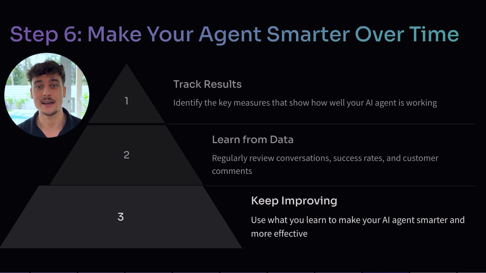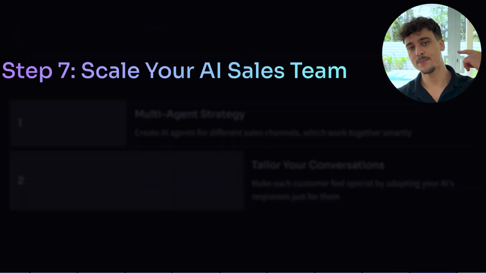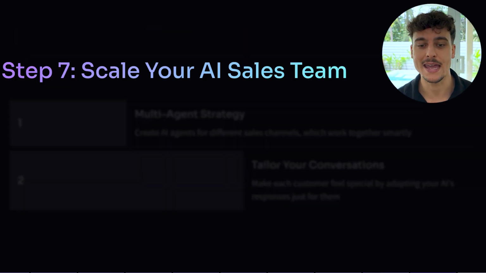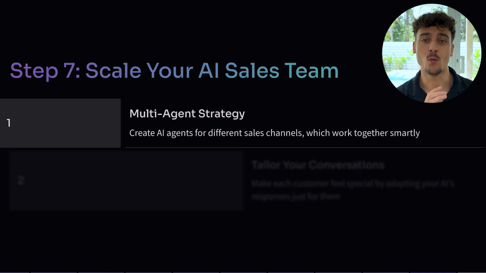Especially when you start scaling a sales system like this, the little details, a 0.5% change in one specific conversion step in your conversation can make a big difference when it comes to revenue output or meetings booked on the back end. And step number 7 is to scale your AI sales team. Once you have one agent which is working well, you can start to implement a multi-agent strategy. A multi-agent strategy is where you have AI agents for different sales channels which share the same memory.